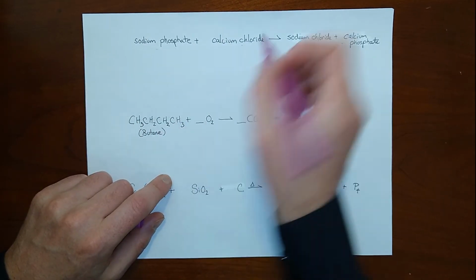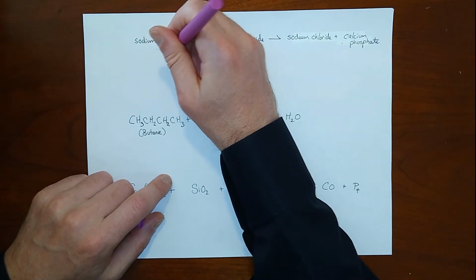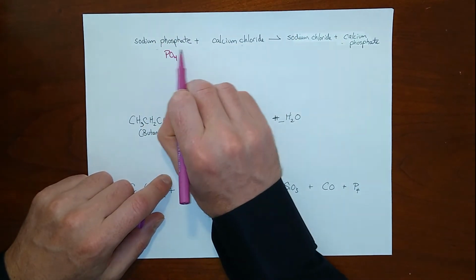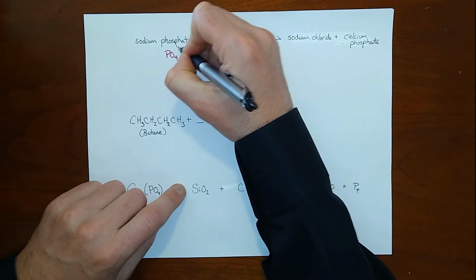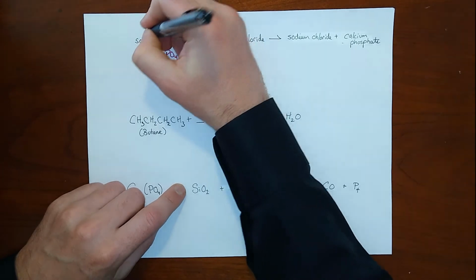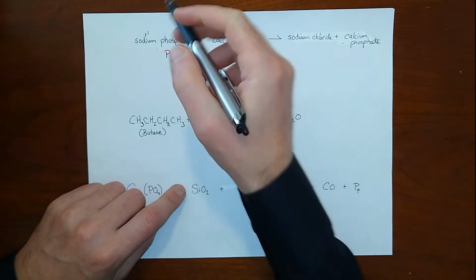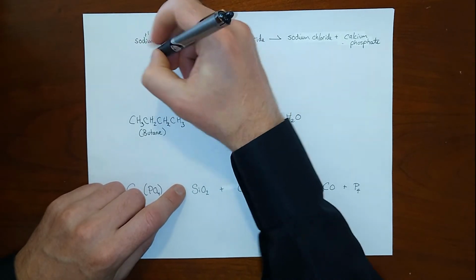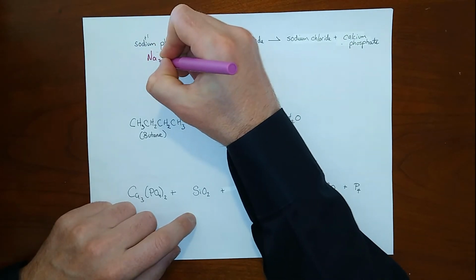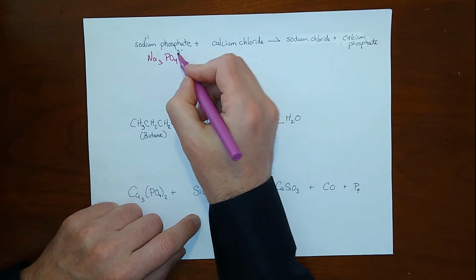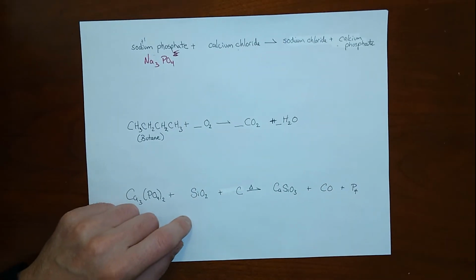Okay, so sodium phosphate. Hopefully you remembered that phosphate is PO4 with a 3 negative charge. That means I'm going to need, since sodium is a +1 as an ion, 3 of those to balance this out. So sodium phosphate is Na3PO4.